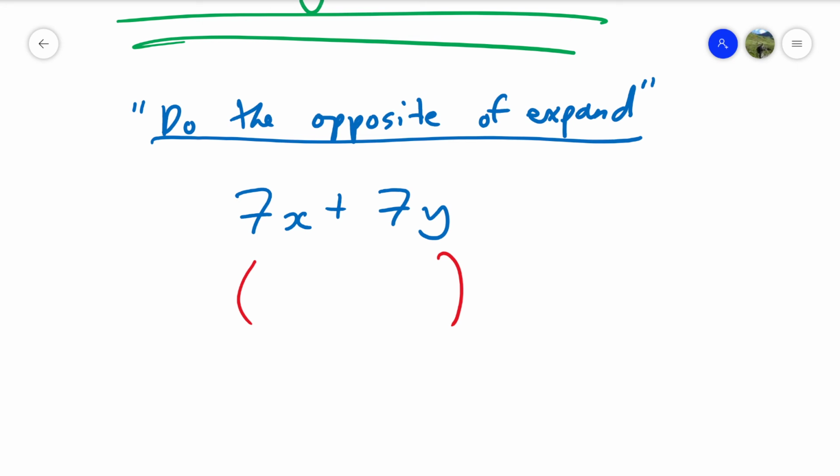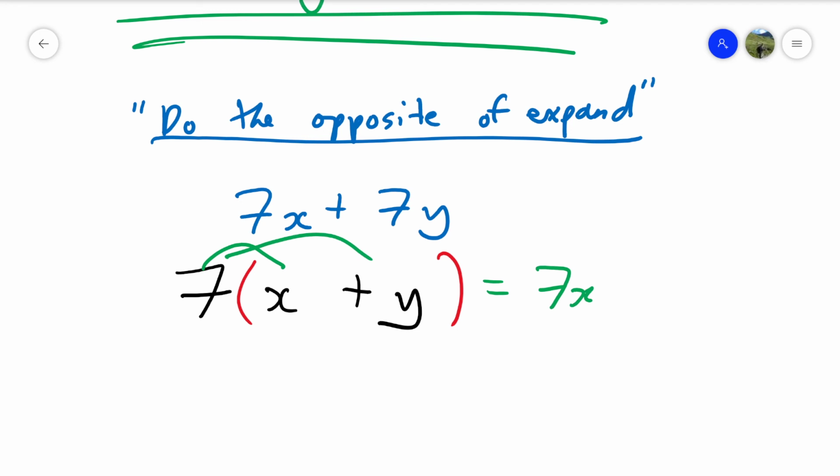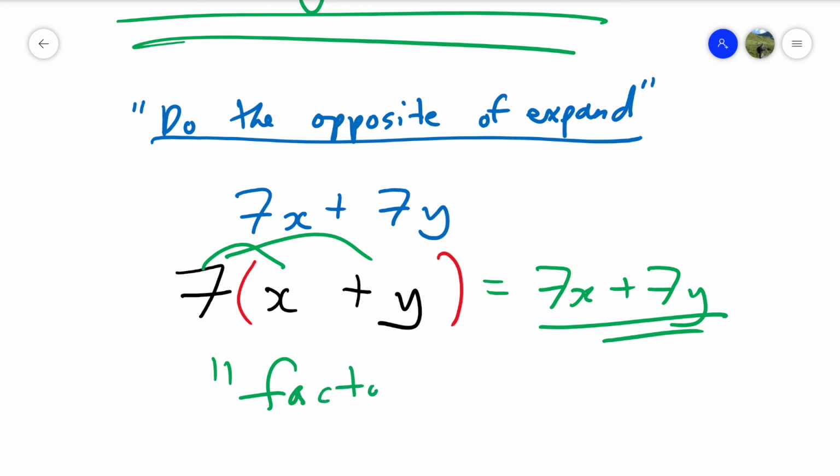Well, I guess they both have a 7. There'll have to be a plus in the middle. Should we just check if this works? By the way, this is the correct answer. That'll be 7x plus 7y. There we go. And that is called factorizing. Or you might just see the word factorize, because the verb is to factorize. That's the end of lesson 4.